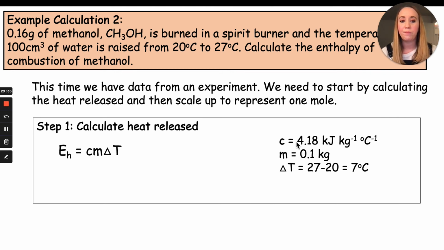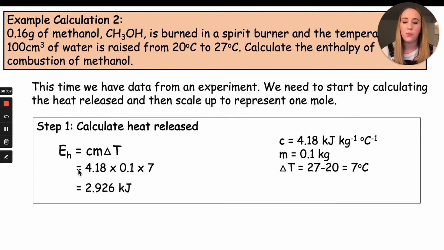Yep, so the value for c, and the value for m is going to be 0.1 kilograms. That's coming from the fact that we've used 100 cubic centimetres of water, so just converting that into kilograms, dividing by 1,000 to give us 0.1. And delta T, just working out the difference between the two temperatures in the question. So 27 minus 20 to give us 7 degrees.